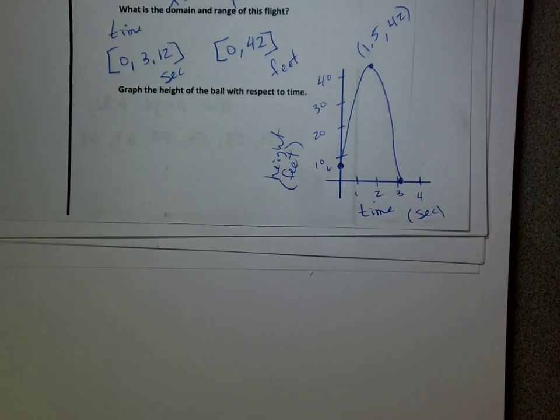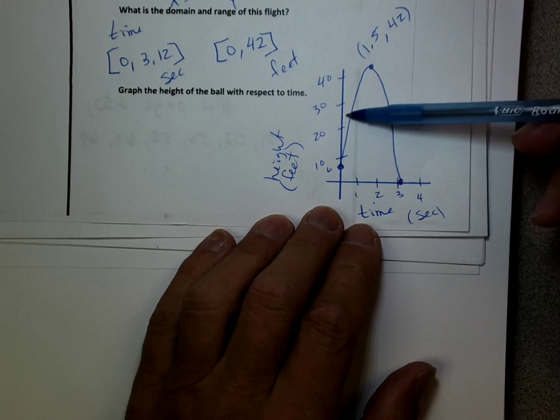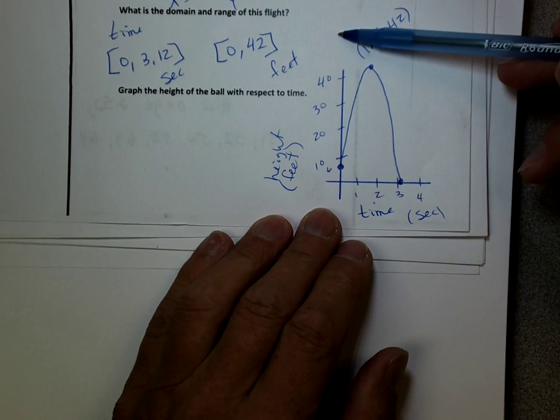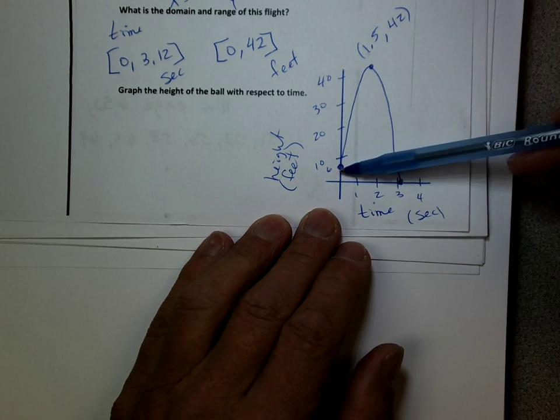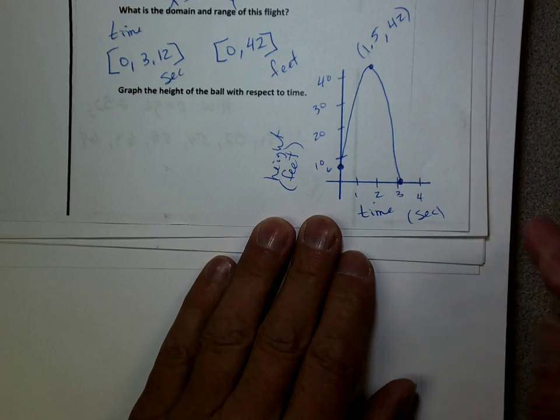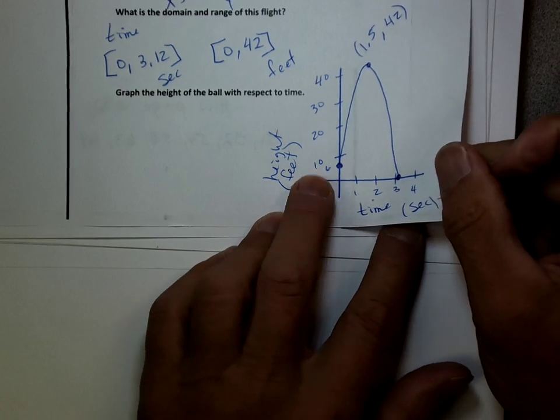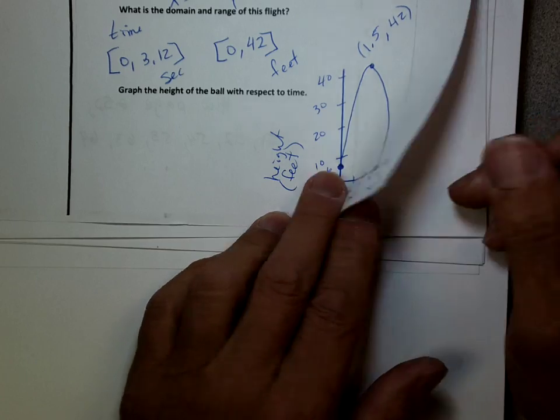Alright? Pretty easy. Now again, this is not the path of the ball. The ball is thrown straight up, straight down. But this is the time it takes for it to go straight up and straight down. That's why it looks like this. Little physics. Turn the page.